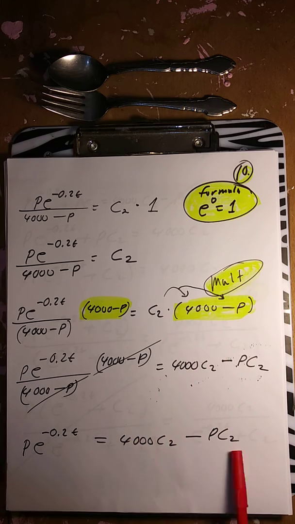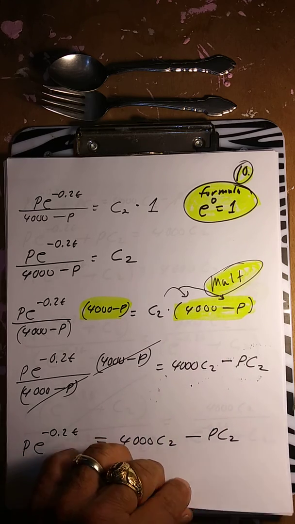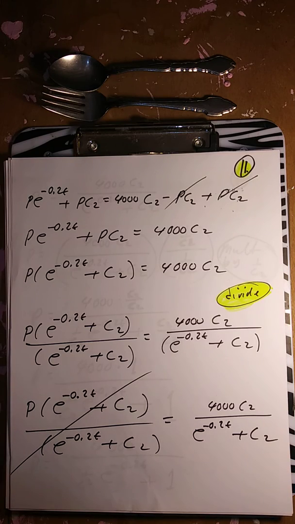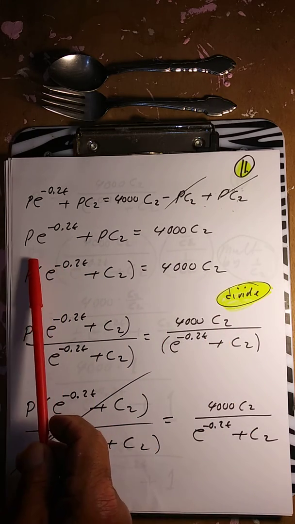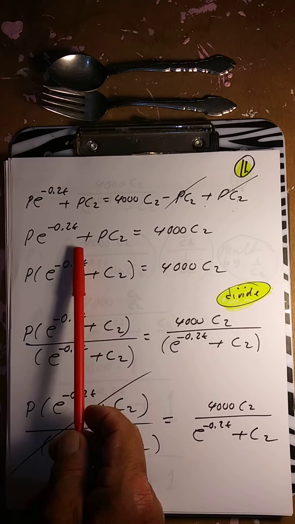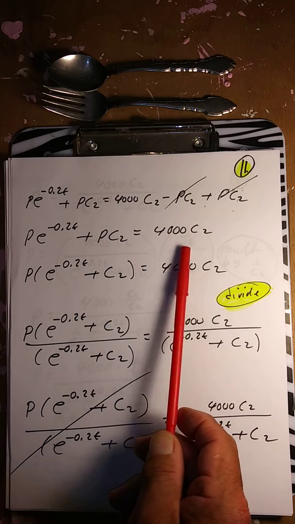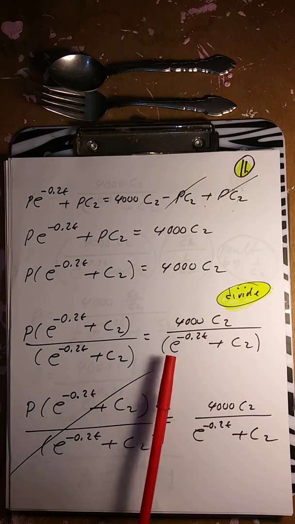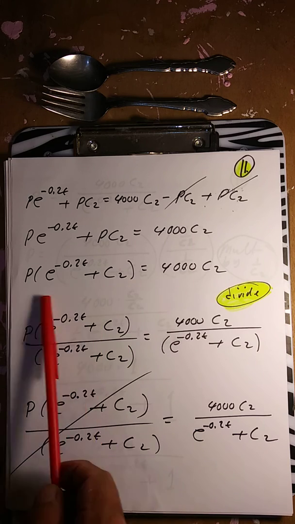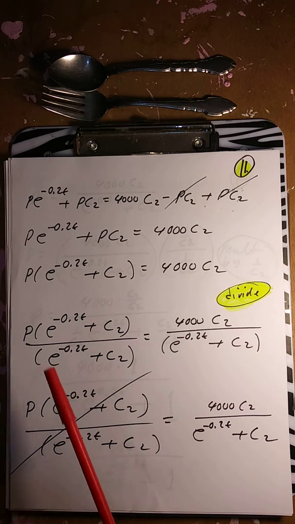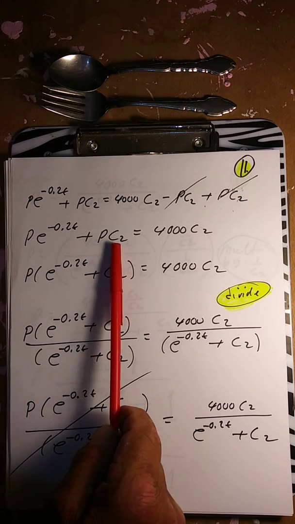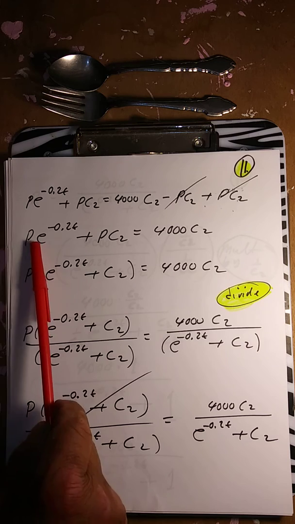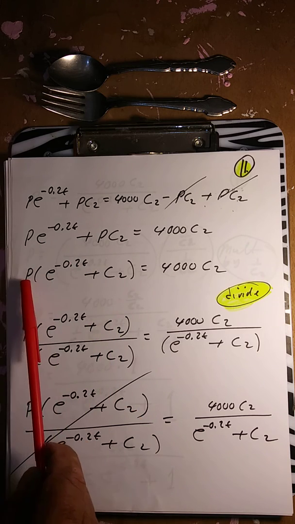Multiply this out. Now what are we going to do with this? Next step. We're going to go ahead and add pc2 to both sides. So these are gone. So we have p e to the negative 0.2t plus pc2 equals 4,000 c2. So now I'm going to factor right here. By factoring I mean p times this one is this right here, and p times that is pc2. See that right there? So I just factor the p out.